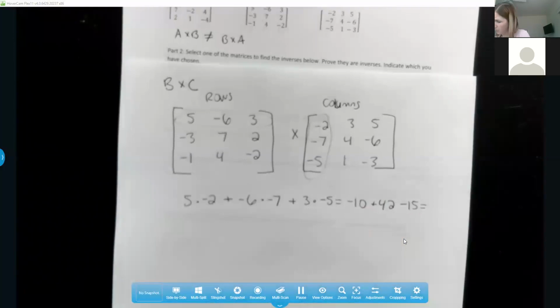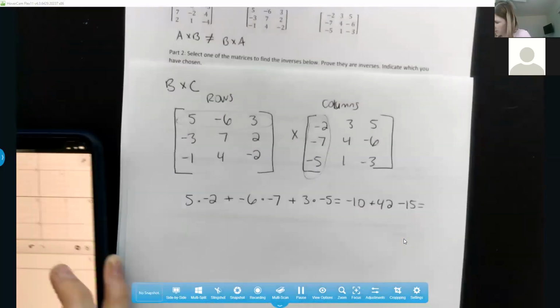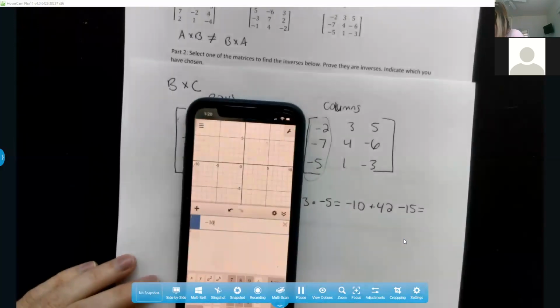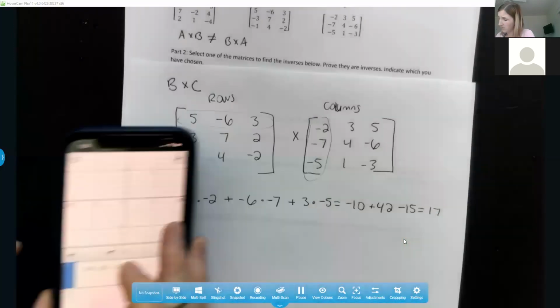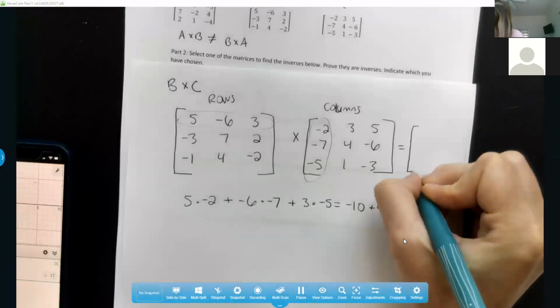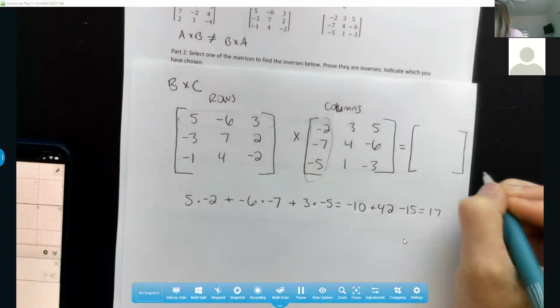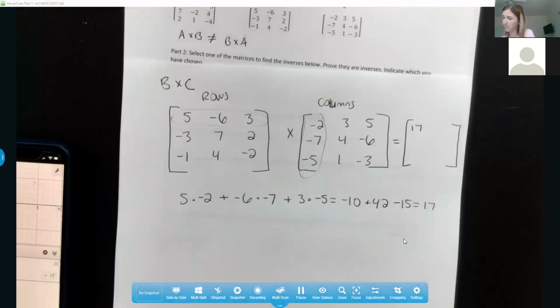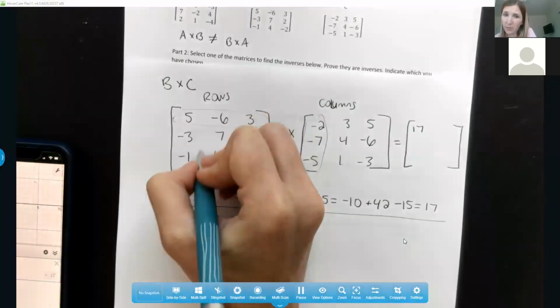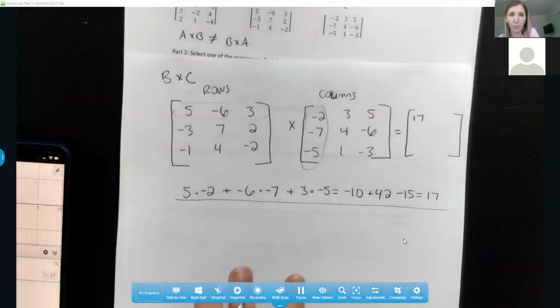All right, let me put that. -10 plus 42 minus 15, 17. Okay, I'll put 17 right there. All right, time for the next one, and I keep moving down the rows before I switch columns. So what will be next?